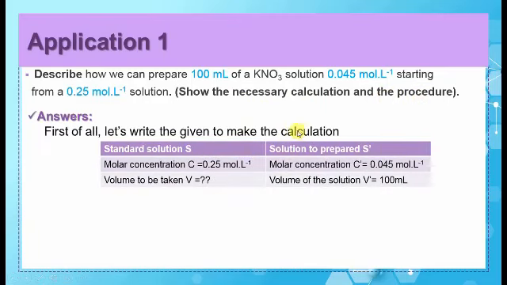First of all, let's write the given to make the calculation. This is an important step to solve the exercise. The standard solution S of molar concentration C, 0.25 mol per liter. We use this solution to obtain a new solution S prime of molar concentration C prime, 0.045 mol per liter, less than the initial one. And the volume that must be taken is represented by V, and it has to be calculated, while the volume of the new solution V prime is 100 milliliter, because we have to prepare 100 milliliter solution.